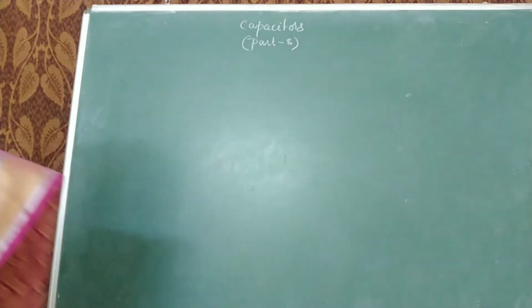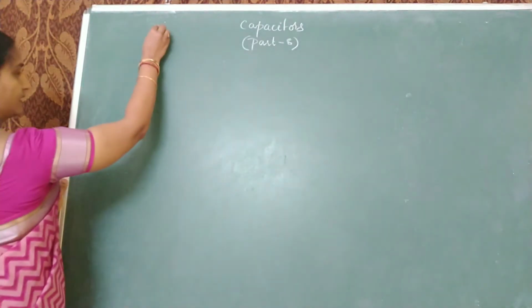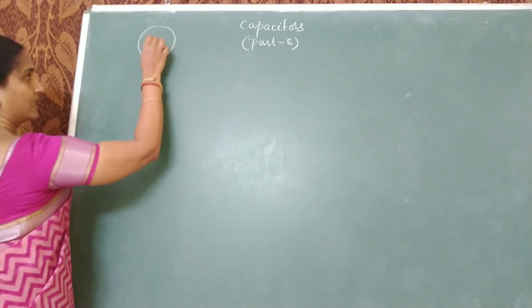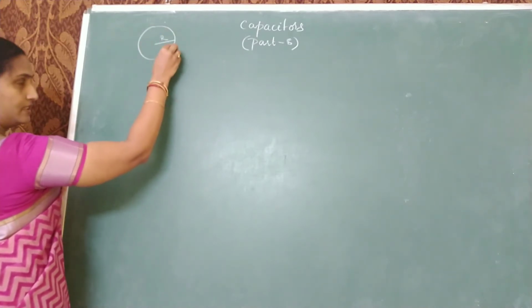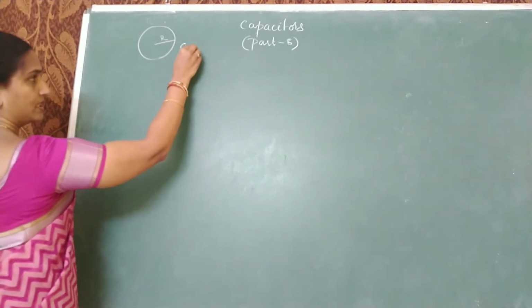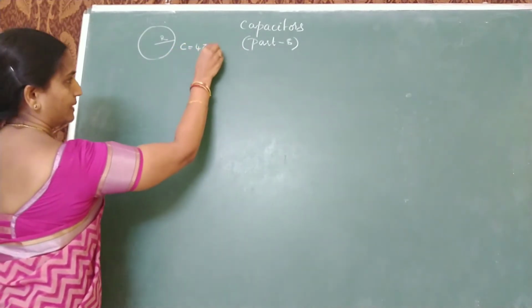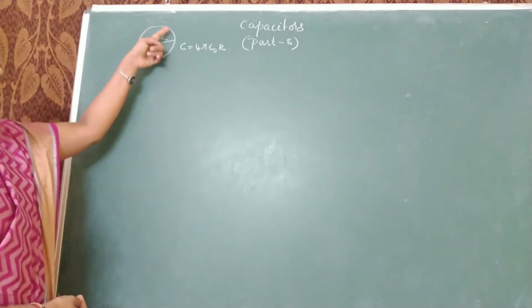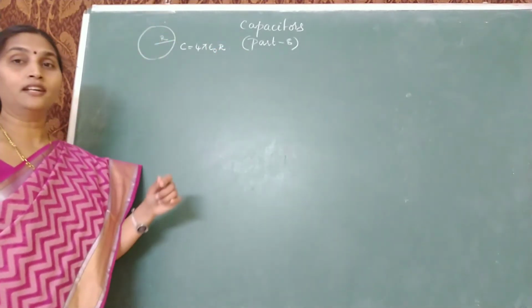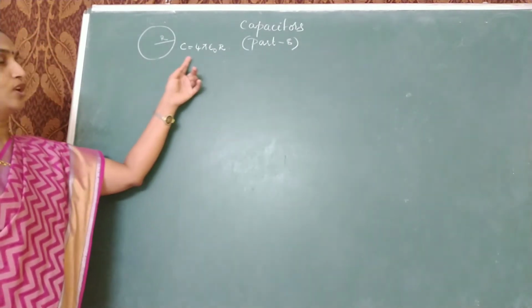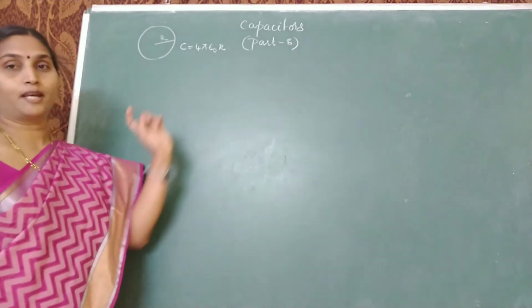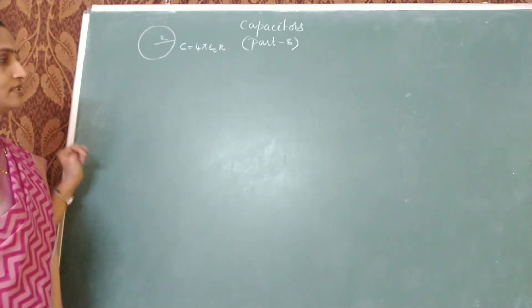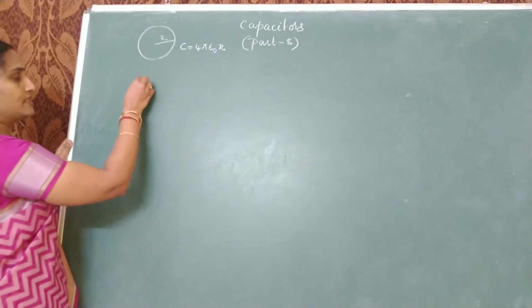So we have already studied that if you have a sphere whose radius is r, then its capacitance is given by 4 pi epsilon naught r. Okay, if one surface is this, the other surface is taken at infinity, then we have got the capacitance as 4 pi epsilon naught capital R. But now we will see how do we calculate capacitance for two concentric shells.